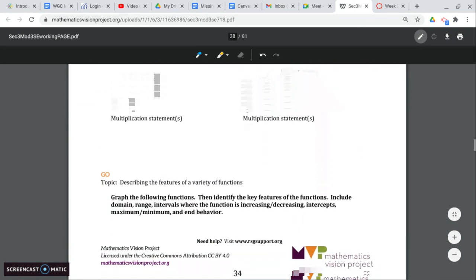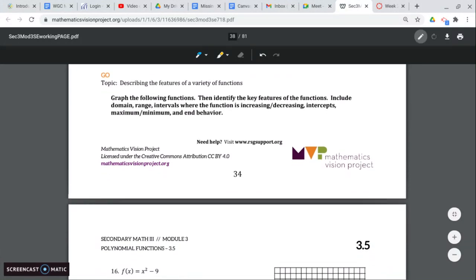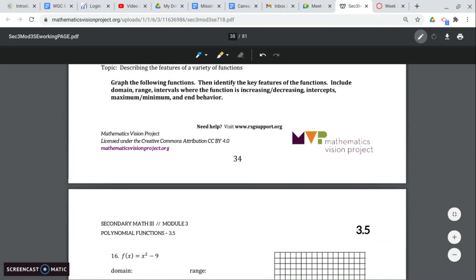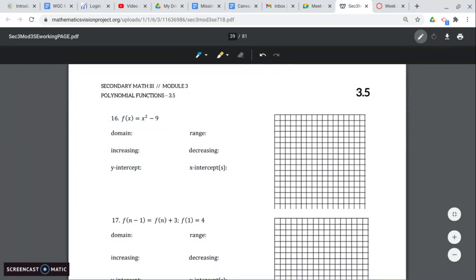You're just dividing them. All right, our next section, describing the features of a variety of functions. Graph the following functions and identify the key features of the functions, including domain, range, intervals where the function is increasing and decreasing, intercepts, maximum, minimum, and end behavior. So lots of things that we can identify here. So here we have x squared minus 9.